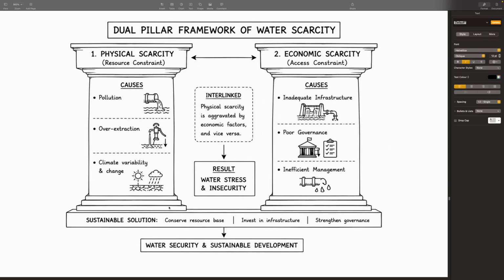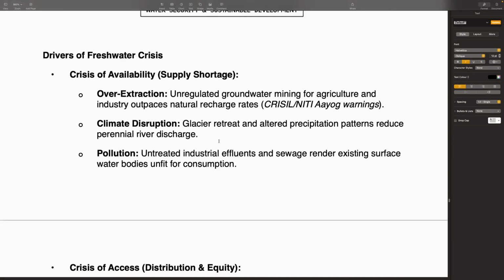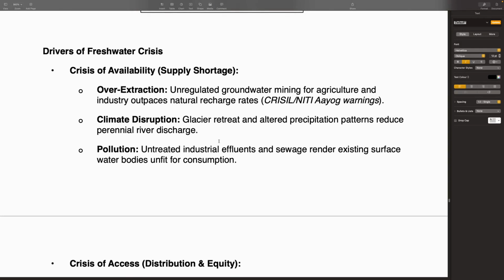and insecurity. Sustainable solution: conserve resource base, invest in infrastructure, strengthen governance. Drivers of freshwater crisis. Crisis of availability, supply shortage. Over extraction: unregulated groundwater mining for agriculture and industry outpaces natural recharge rates. CRISIL, NITI Aayog warnings. Climate disruption: glacier retreat and altered precipitation patterns reduce perennial river discharge. Pollution: untreated industrial effluents and sewage render existing surface water bodies unfit for consumption.